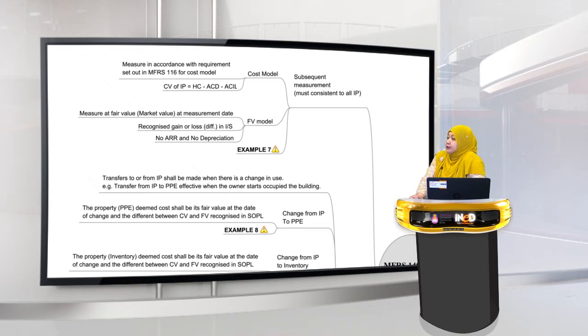If it's the cost model, then this investment property will be measured in accordance with the requirements set out in MFRS 116 for the cost model. That is, to determine the carrying value of investment property, we have historical cost minus accumulated depreciation minus accumulated impairment loss. So the treatment is the same as the one used in property, plant and equipment, MFRS 116.